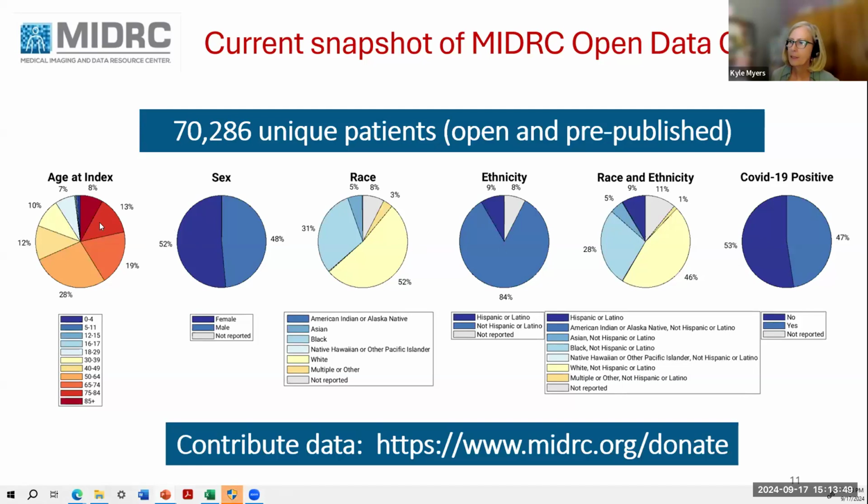elements. Here I have age at index, sex, race, ethnicity, race and ethnicity, COVID-19 positive. So we're able to make sure that we're following the data according to these distributions. We're still in the interest of collecting data. I think that we will be saying that on into the future. So if you're interested in contributing to data, please note the link here.